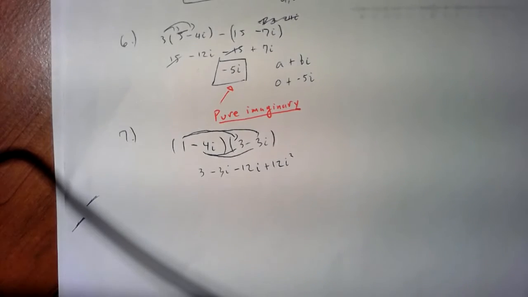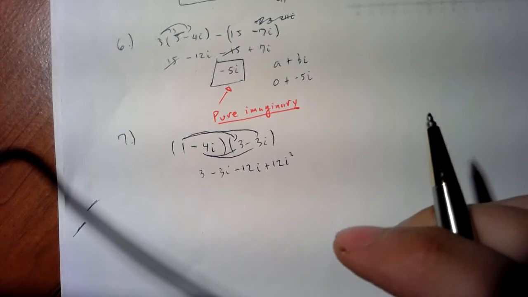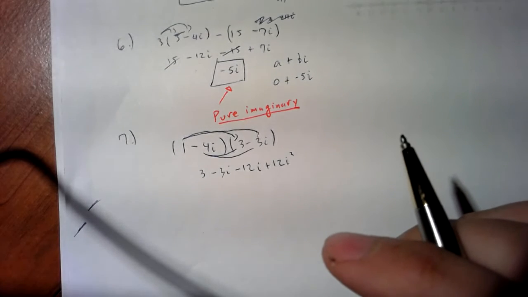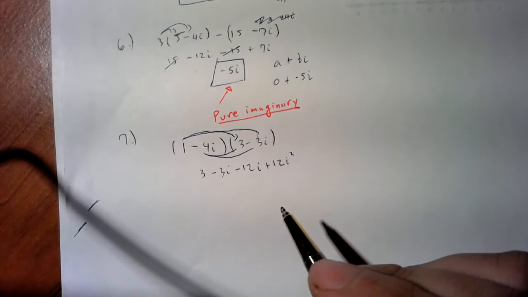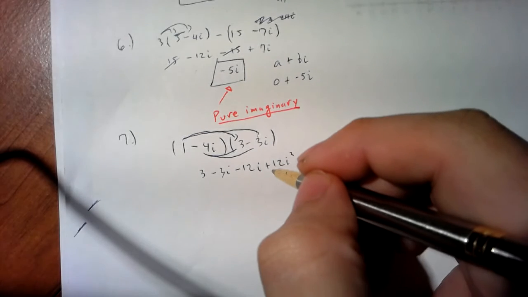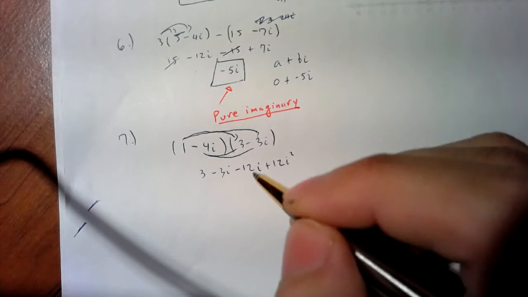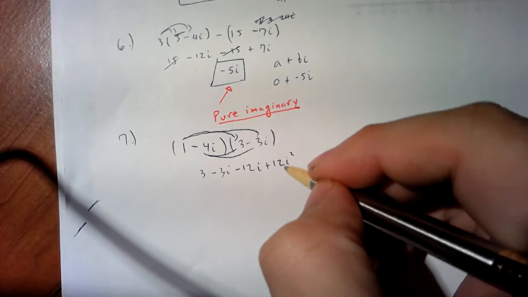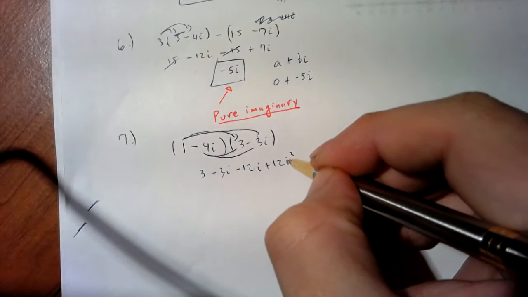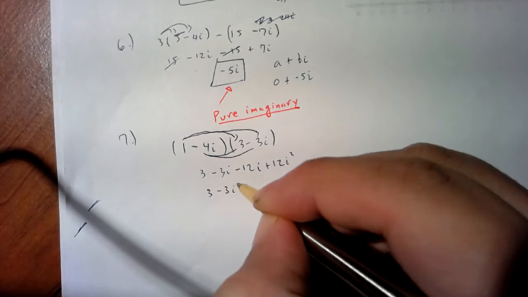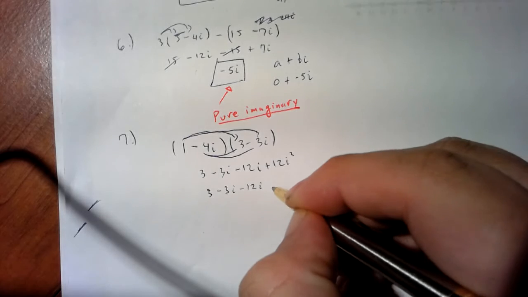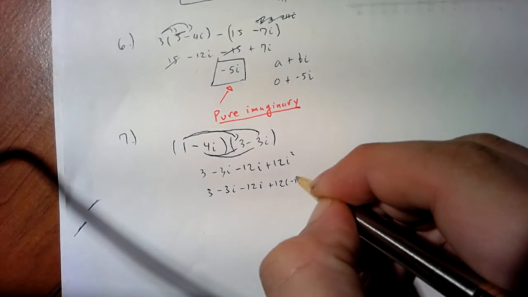Alright, cool. So what we need to do is simplify the resulting expression. We have that i squared over here in the back. We need to rewrite this using negative 1, I'm sorry. Minus 12i plus 12 times negative 1.